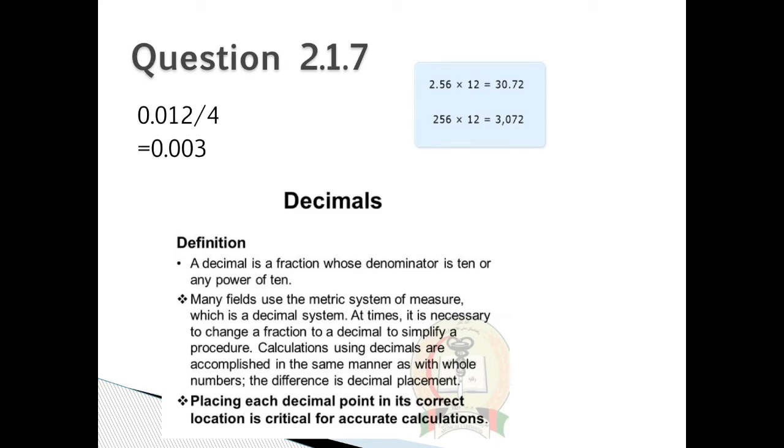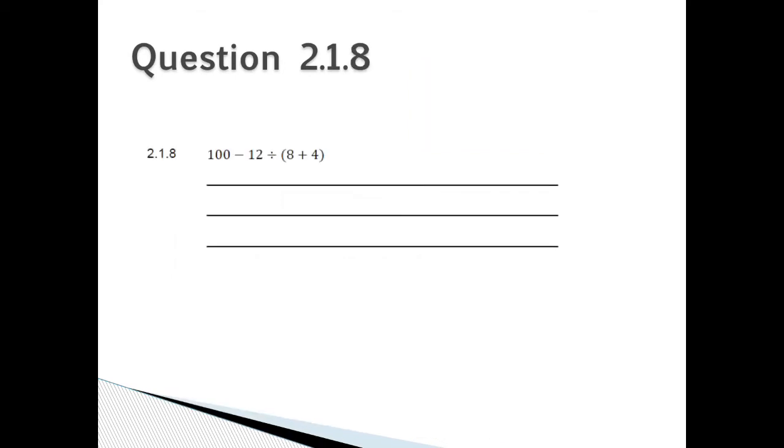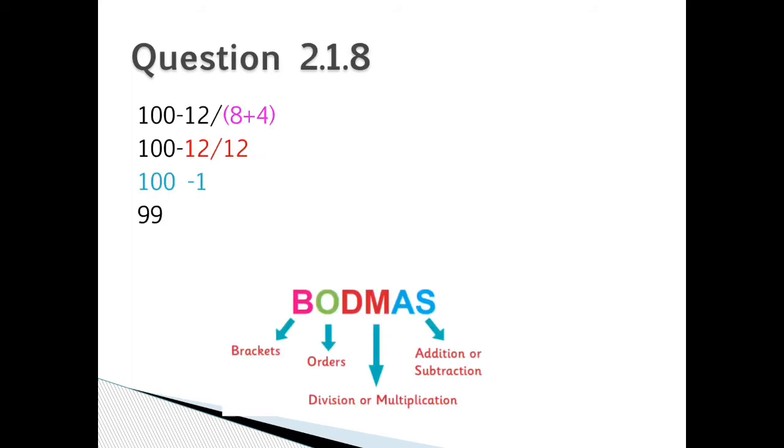0.012 divided by 4 is equal to 0.003. 2.1.8, 100 minus 12 divided by parentheses 8 plus 4 close parentheses. BODMAS is important and needs to be followed. B for brackets, O for orders, DM for division or multiplication, and AS for addition or subtraction.